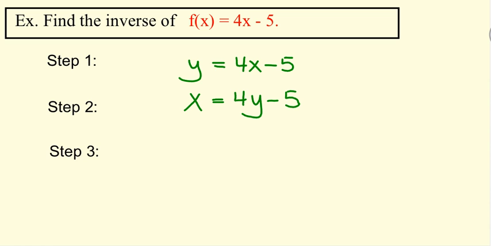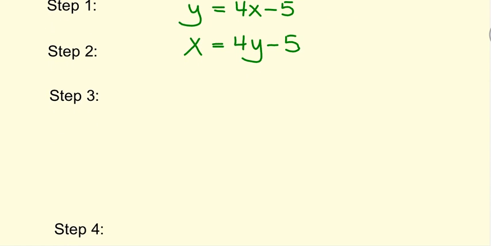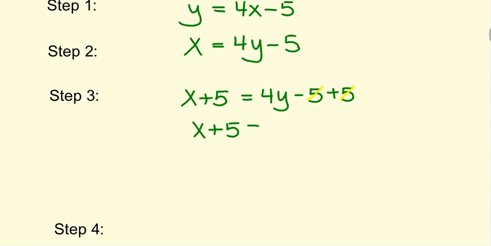Step 3 will always be your longest step. We want to solve this equation for y. So we have to do what we call undoing. Your textbook uses the words finding inverses by undoing. So the first thing we have to do is undo that -5. So we're going to add 5 to both sides. That is going to undo the -5 on the right-hand side, so those will cancel out. So now we have x plus 5 equals 4y.